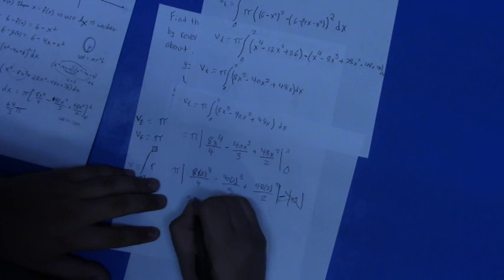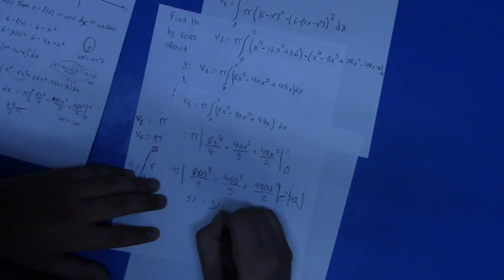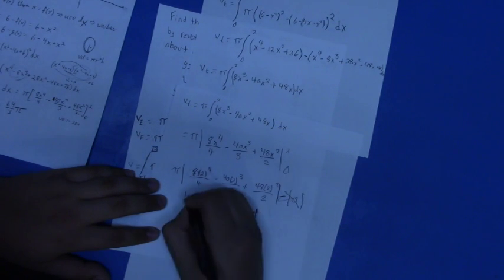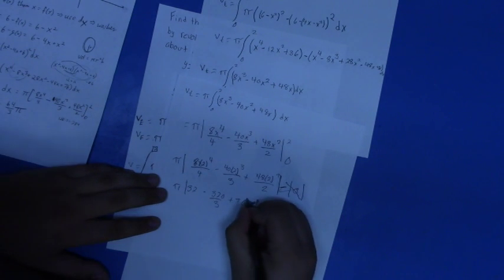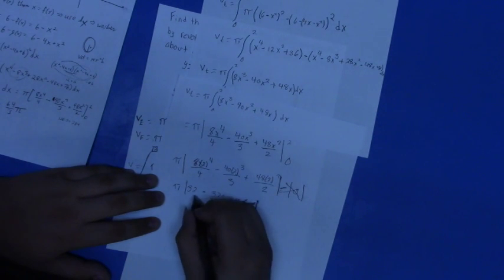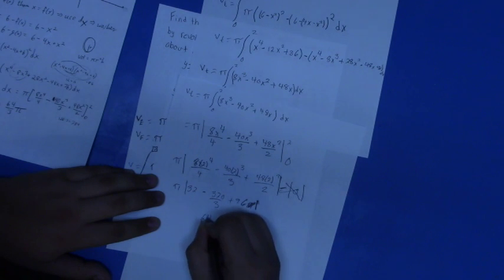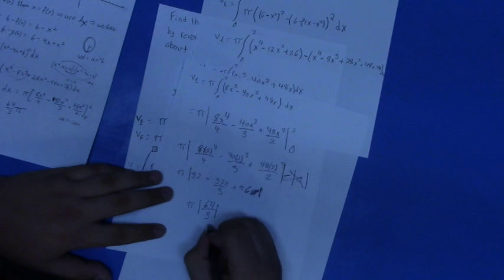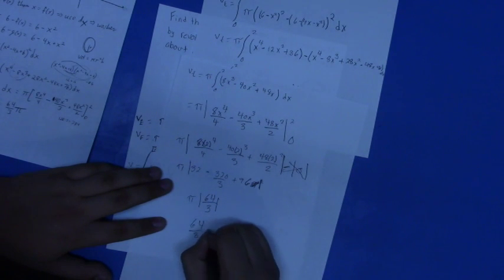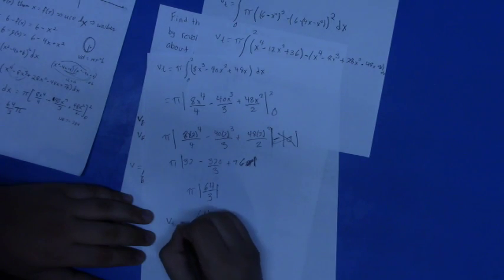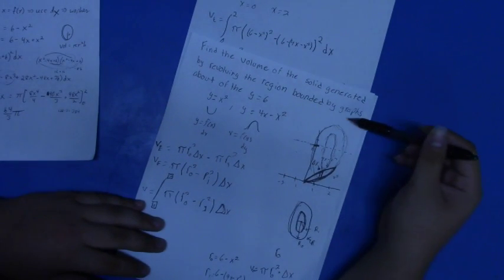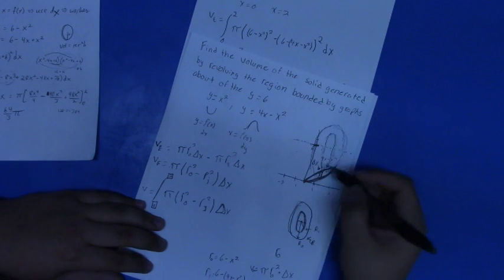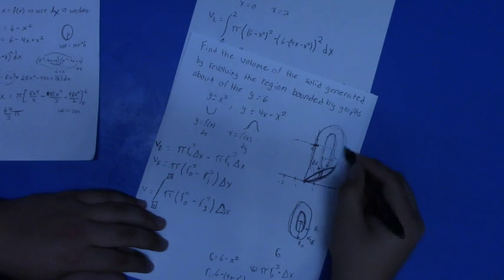Just a simple addition that ends up simplifying to 32 minus 320 over 3 plus 96, times pi. You're going to leave the pi out and wait till the end. Once you add all this, 96 minus 320 over 3 plus 32, you'll end up with 64 over 3, and all that is times pi, or simply 64 over 3 pi. That's the total volume generated by revolving the region bounded by the graphs y equals x squared and y equals 4x minus x squared about y equals 6.